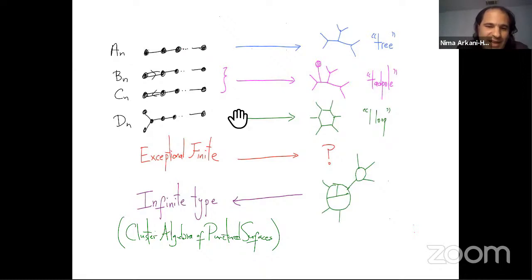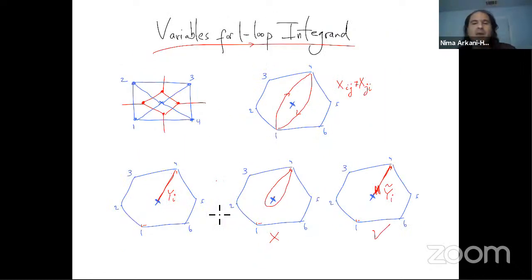We don't have a physics interpretation yet for the polytopes corresponding to the exceptional finite Dynkin diagrams. So it would be interesting to find a physics interpretation for them. But beyond that, when we go to higher loops, we're actually dealing with infinite-type cluster algebras, and as we'll see, the cluster algebras of punctured surfaces. Okay, but just to give an example of what things look like at one loop, what would you do at one loop?